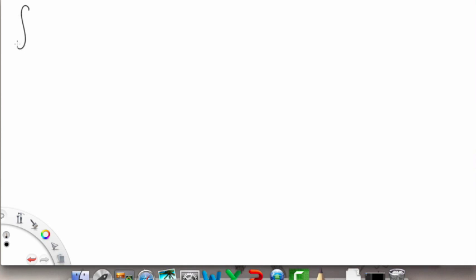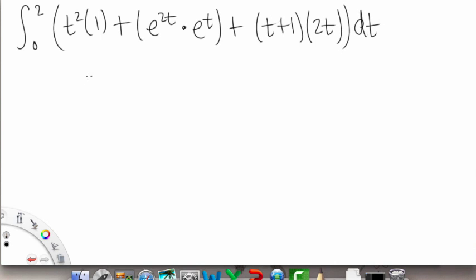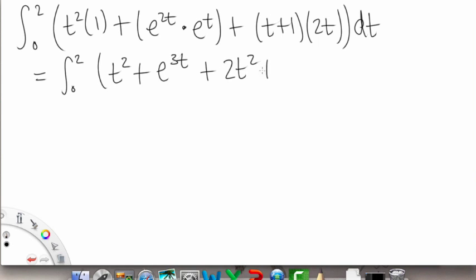So what we get is the integral from 0 to 2. We have the first components multiplied, so t squared times 1, plus the second components multiplied, so that'll be e to the 2t times e to the t, plus the third components multiplied, which is t plus 1 times 2t. And then dt at the end, of course. Now let's keep going. We have 0 to 2, and then we have t squared plus e to the 3t plus 2t squared plus 2t. We're getting there.